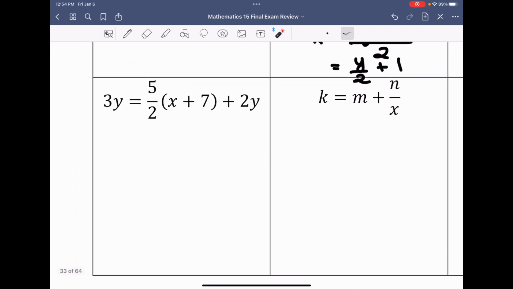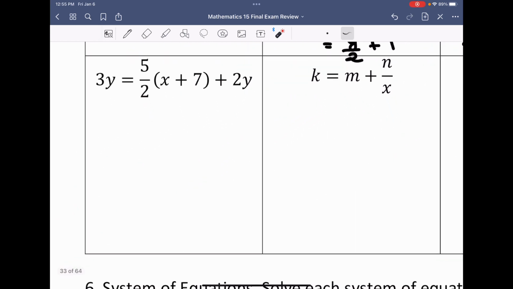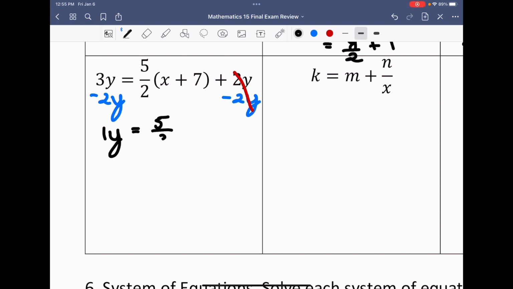All right, now we have a pretty complicated equation here, or what seemingly looks complicated, but let's break it down. We want to isolate for x. I'm going to start by subtracting away that 2y. It's being added, so I'm going to subtract it. When we subtract it, it's going to cancel from the right, and 3y minus 2y leaves me with 1y. Now, we know that the y doesn't have to be included with that 1 because anything times 1 is just itself. I'm going to be left with 5 over 2 times x plus 7.